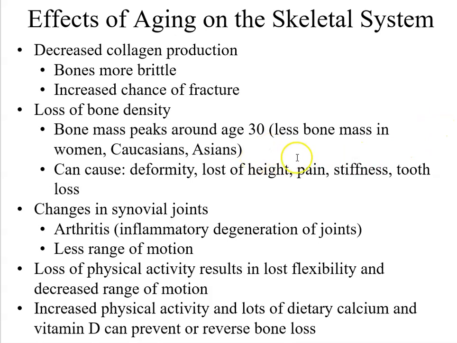This is especially noticeable or prevalent in women, because women have smaller bones to begin with, and then also the hormonal changes during menopause, where estrogen decreases. Estrogen has a protective function against bone loss. When that disappears, we see bone loss accelerate. And then Caucasians and Asians also experience less dense bones.